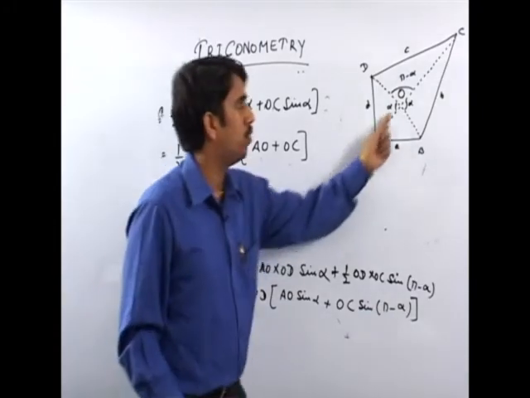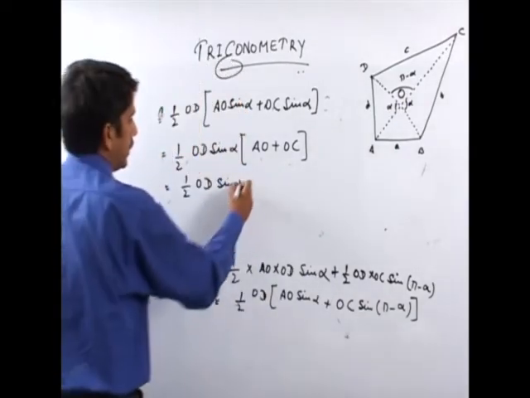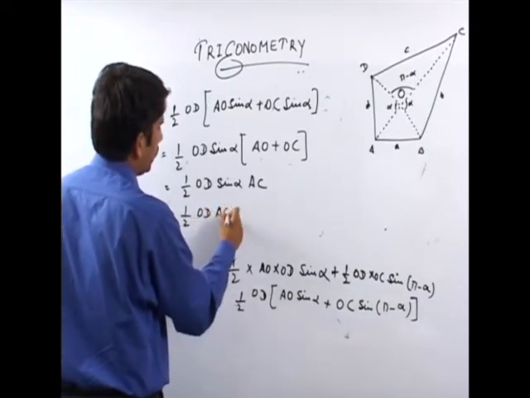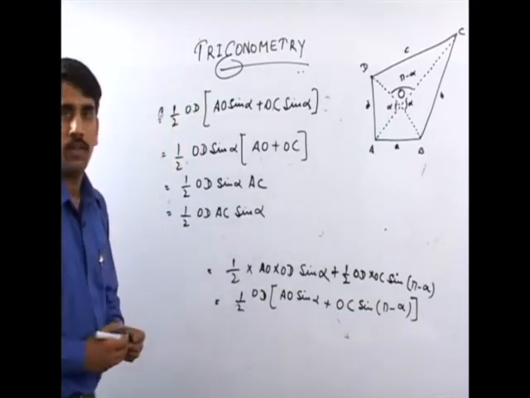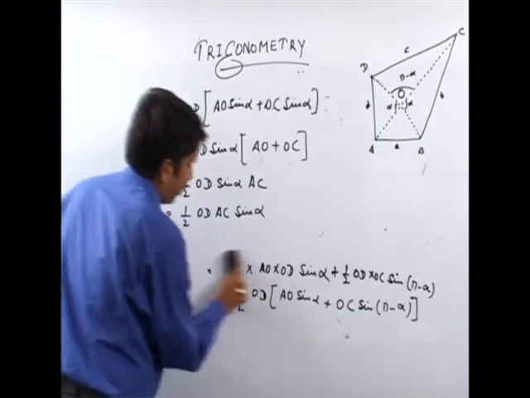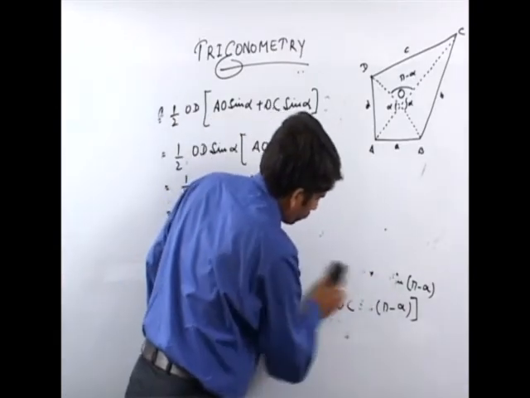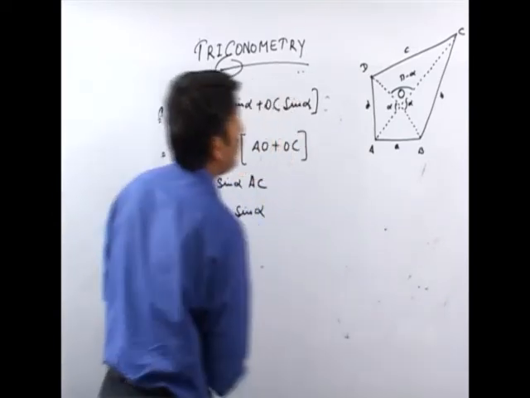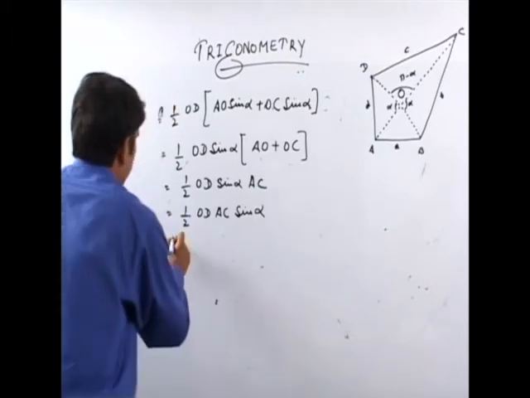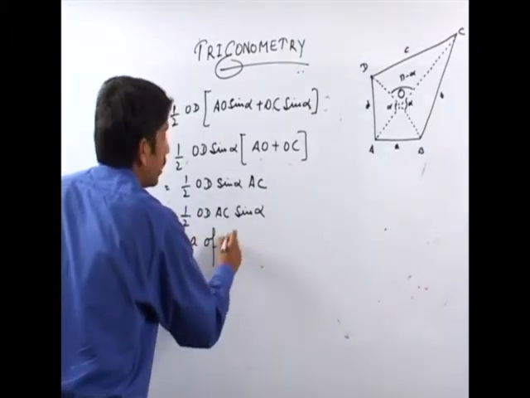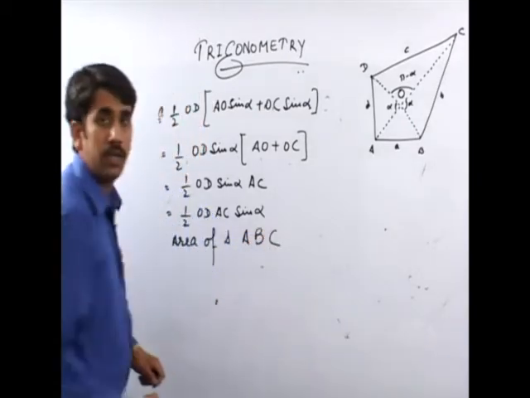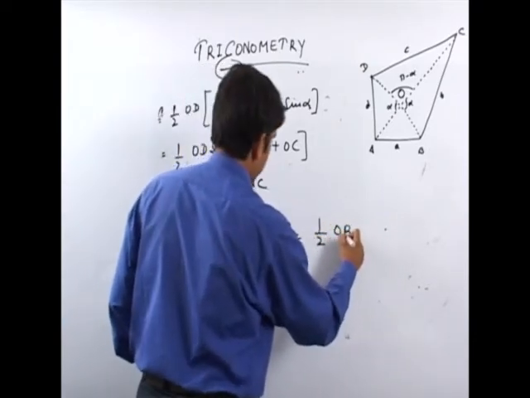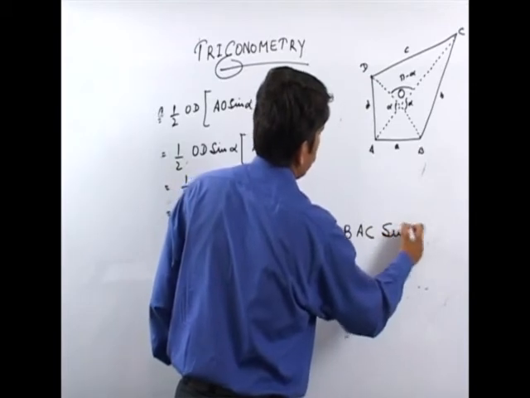Now what is AO plus OC? This will be equal to AC, and you will get half of OD AC sin of alpha. In a similar pattern, you will find area of triangle ABC, and you will get half of OB AC sine of alpha.